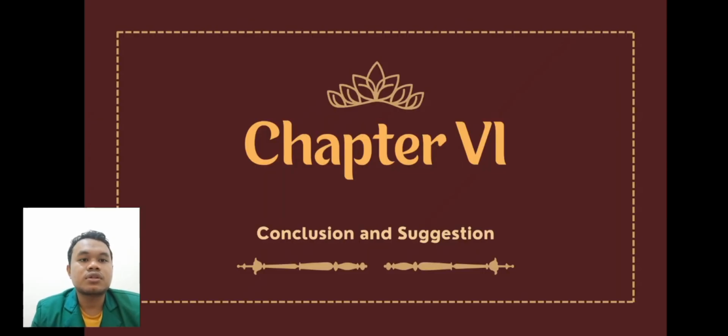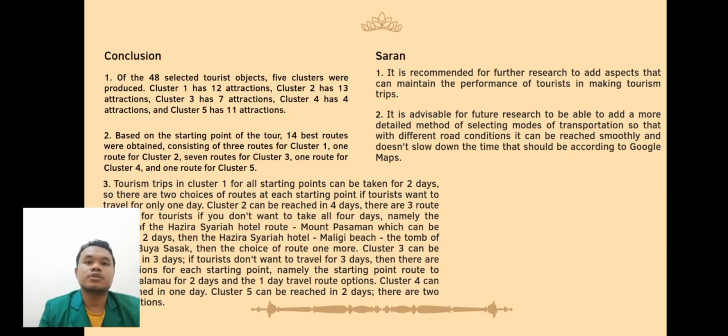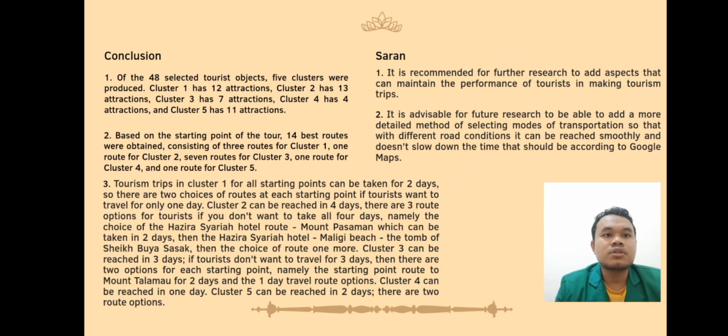And the last, chapter 6, conclusions and suggestions. Conclusion. First, of the 48 selected tourist objects, 5 clusters were produced. Cluster 1 has 12 attractions, cluster 2 has 13, cluster 3 has 7, cluster 4 has 4, and cluster 5 has 11. Second, based on the starting point of the tour, 14 best routes were obtained, consisting of 3 routes for cluster 1, 1 route for cluster 2, 7 routes for cluster 3, 1 route for cluster 4, and 1 route for cluster 5.